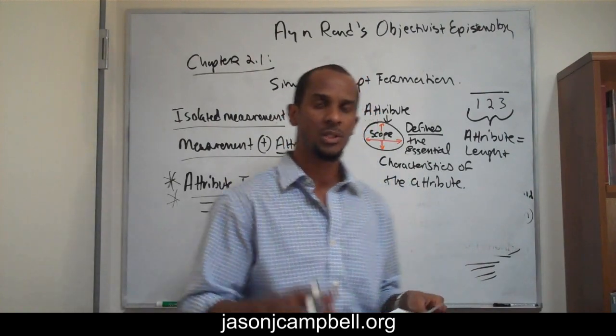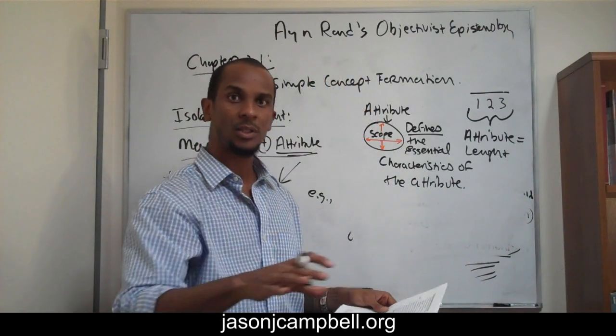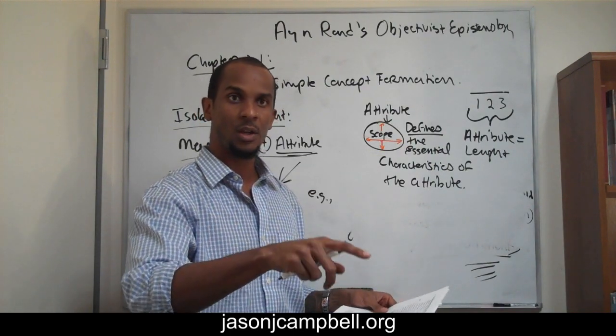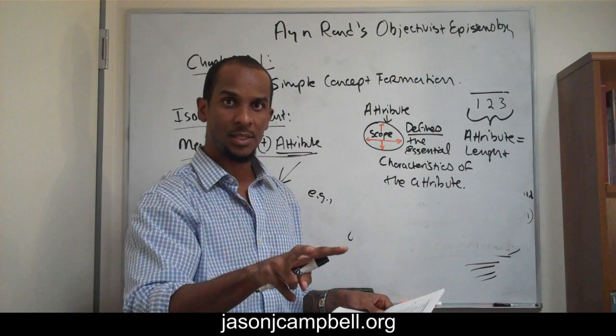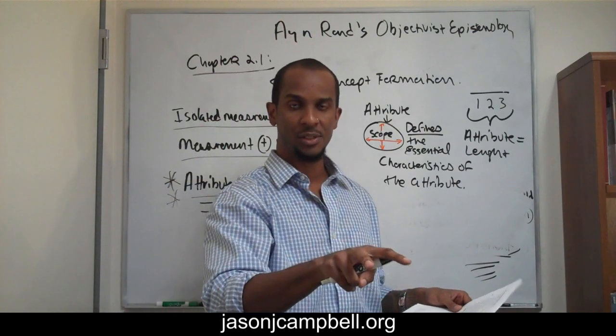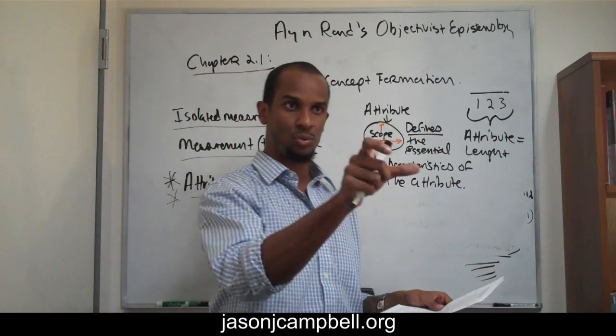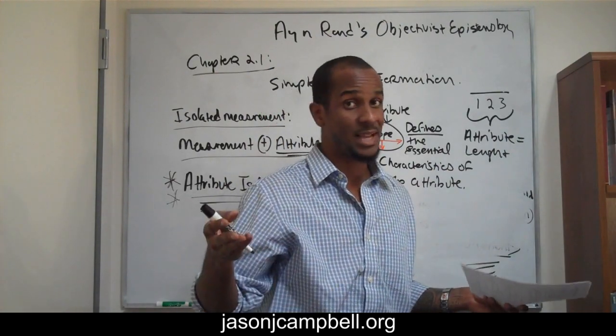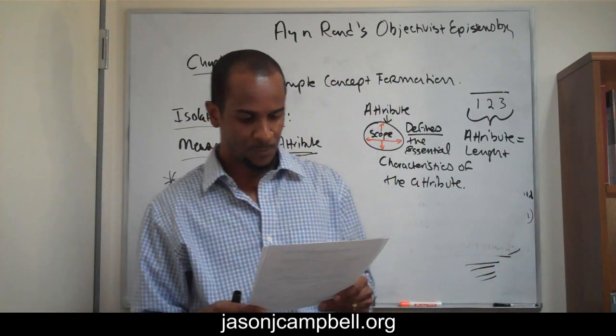So what we do in the world is we identify things which look like triangles. We see what the essential qualities of these things are. We define those essential qualities, and then we name that definition. Then instead of referring to the definition, we refer to the name for that definition. That's concept formation.